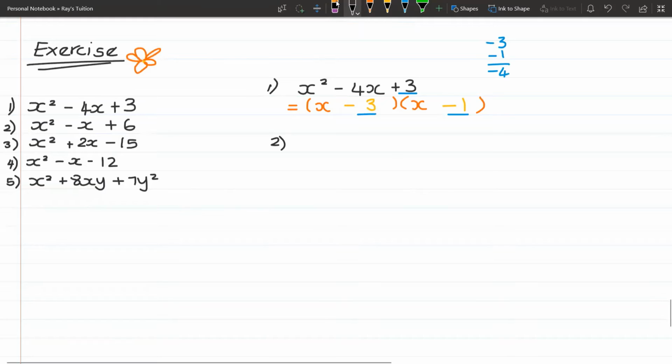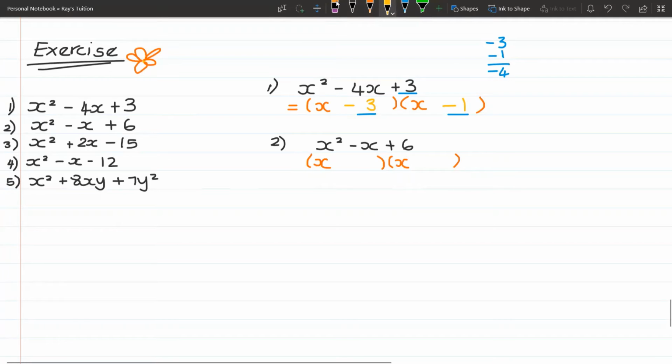Let us have a look at the second one. We have x squared minus x plus 6. So now we're looking for the factors of 6. So let's start with our first step. We draw our two brackets and we're going to put an x in each one. Okay, now we're looking for the factors of 6.